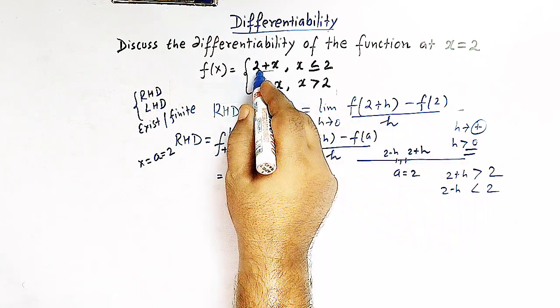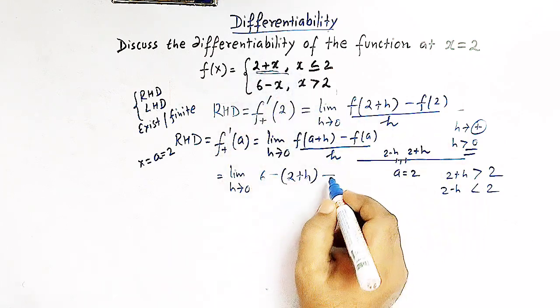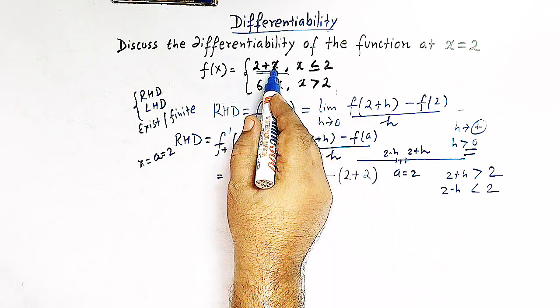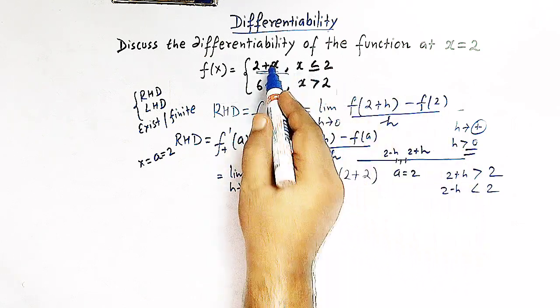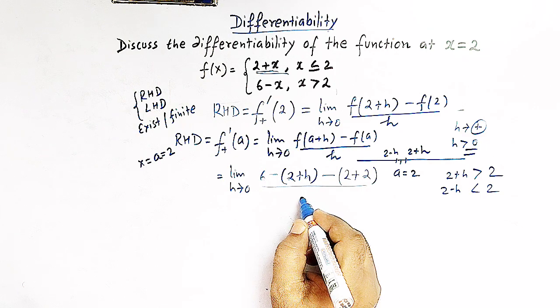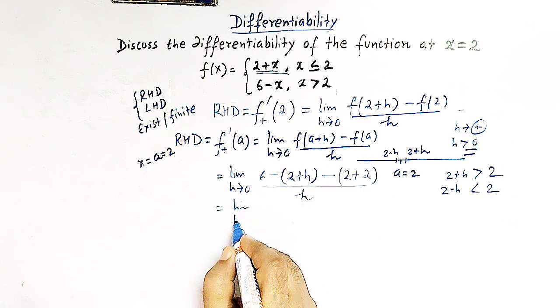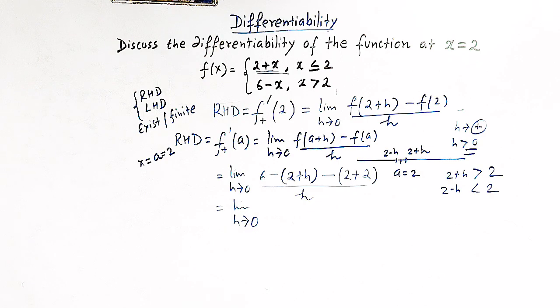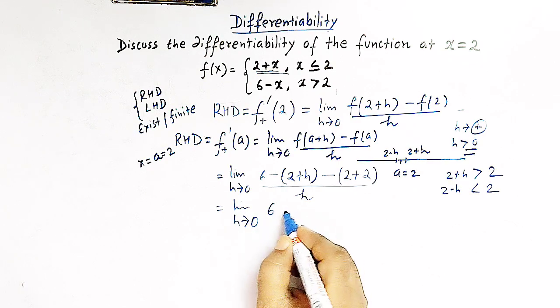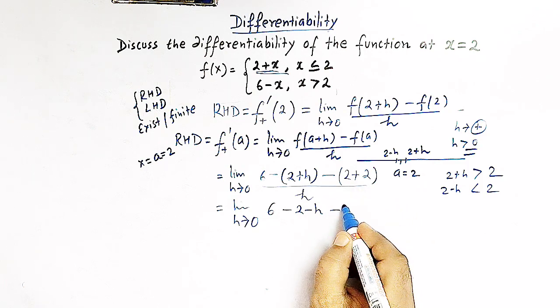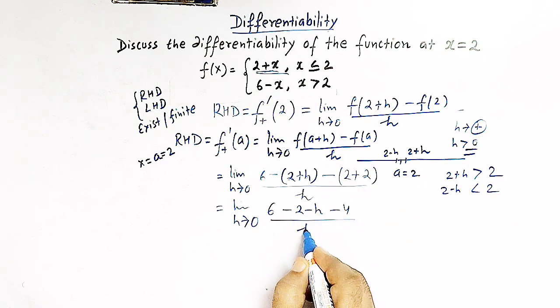So f of 2 can be obtained from here. So we have 2 plus 2, because we can take x is equal to 2, and here in the denominator we have h. Now let us simplify it. So we have limit h tends to 0, we have 6 minus 2 minus h, and here we have minus 4, and here we have h.